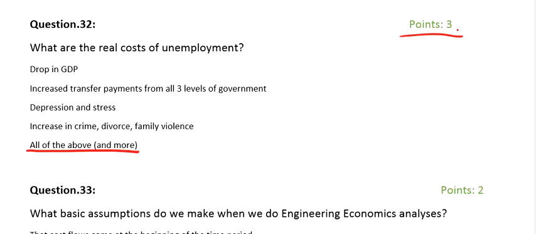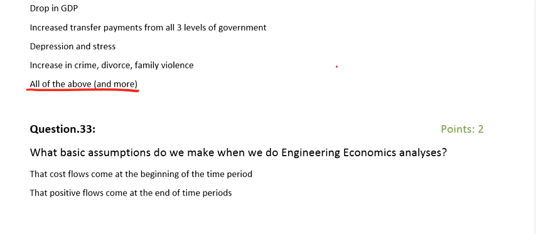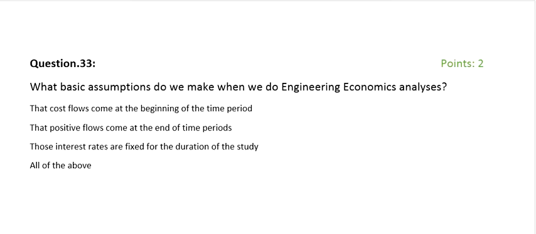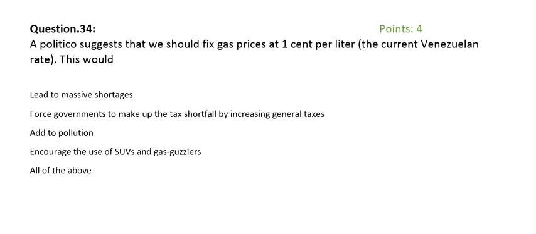Question 33. What basic assumption do we make when we do engineering economic analysis? All of the above. 2 points. Question 34. A politician suggests that we should fix gas prices at 1 cent per liter. That's the current Venezuelan rate. This would lead us to all of these cases. And 4 points for this question.